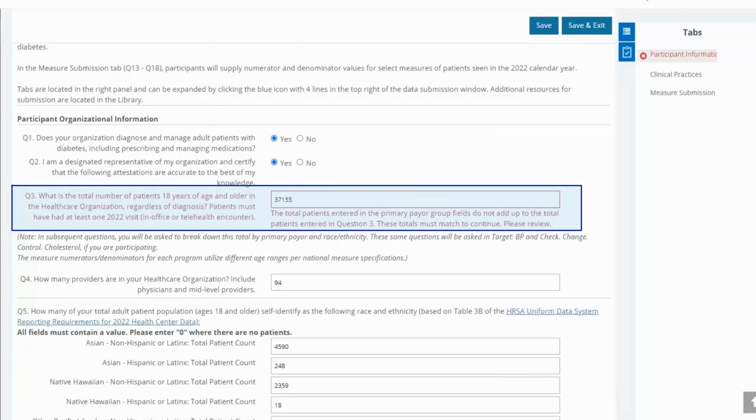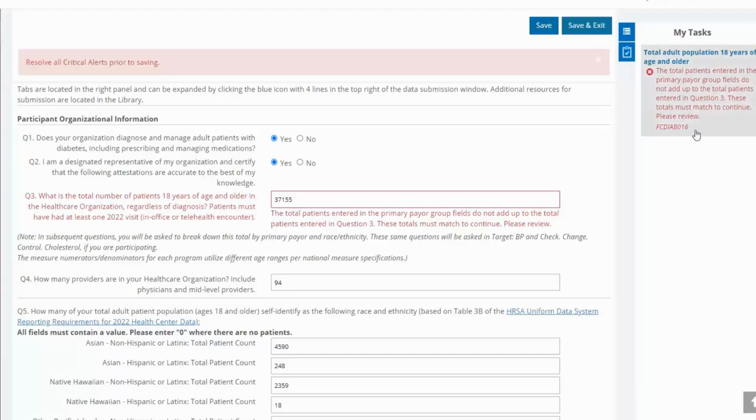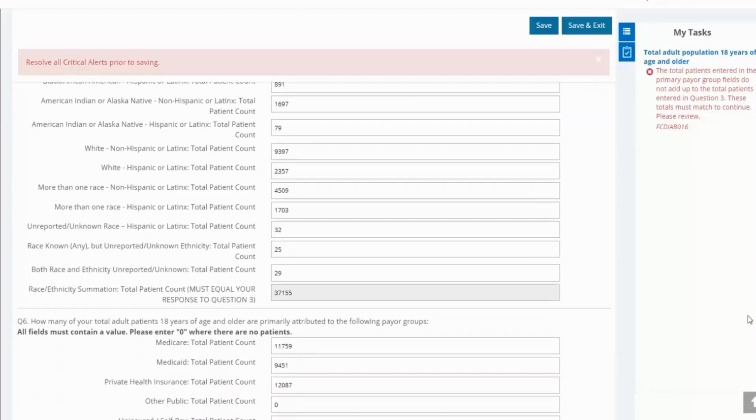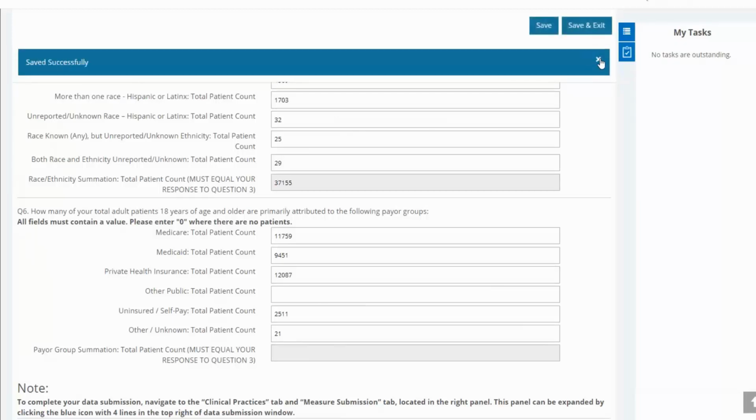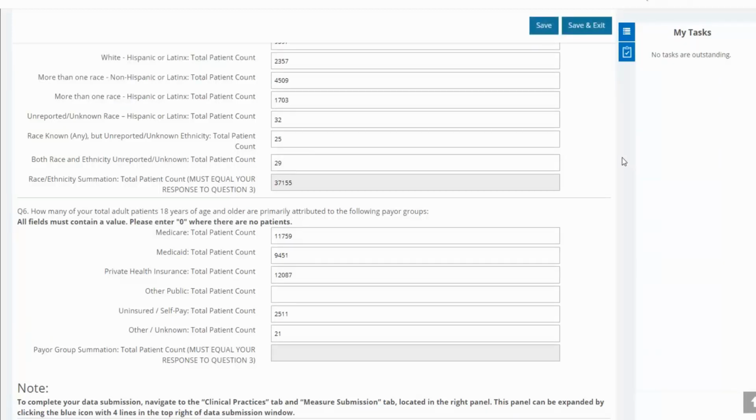Because it's a red error, I won't be able to save. For row errors like this one, I can delete one of the fields that's contributing to my subtotal to make the error disappear. This allows me to save and come back later once I have identified the error in my data. However, all fields must be filled in to be eligible for recognition.